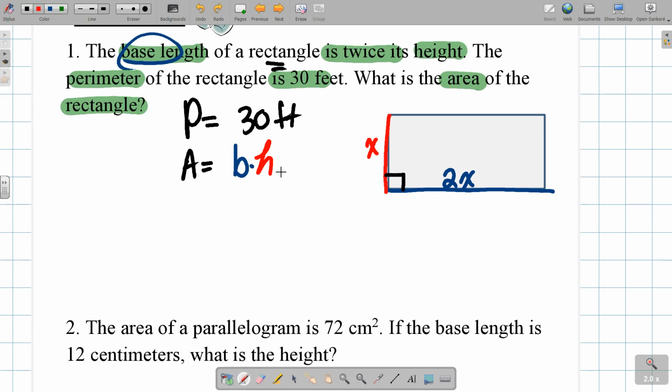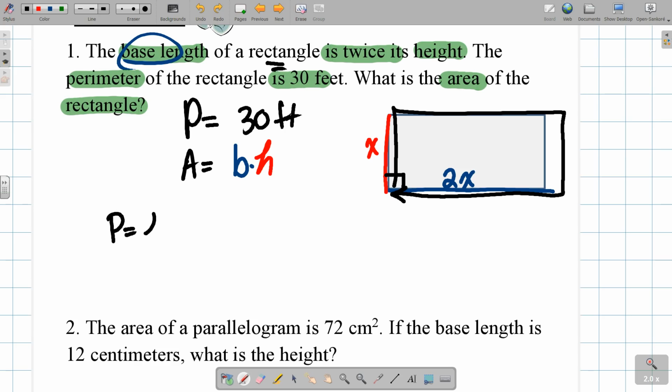Problem is we don't have any measurements here. Let's look at what we do have. Physically walk that perimeter around. Just walk it around. Trace. We know the perimeter equals length plus width plus length plus width. Let's circle, plug and chug.